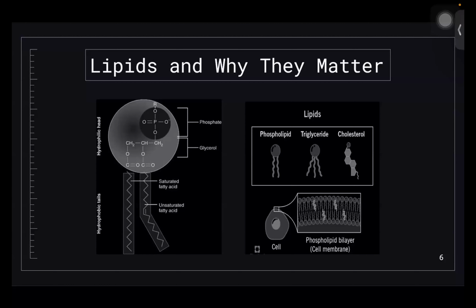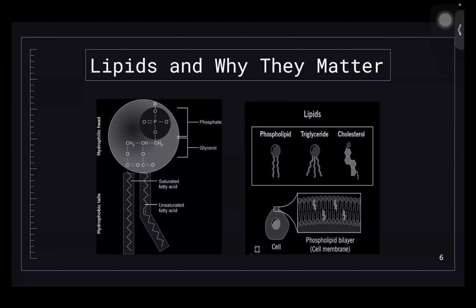So I'm just going to take you through the basics of what a lipid is. A lipid has a hydrophilic head and hydrophobic tail, and it can be a saturated tail or unsaturated. And the number of tails or the degree of unsaturation contributes to the different classes of lipids that there are, such as phospholipids, triglycerides, and cholesterol, and so on and so forth, right?